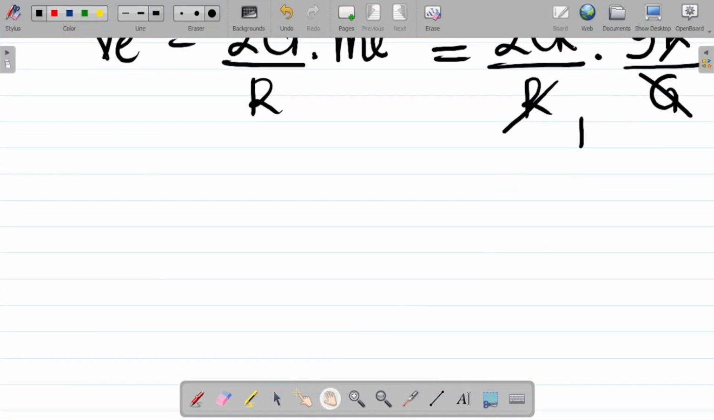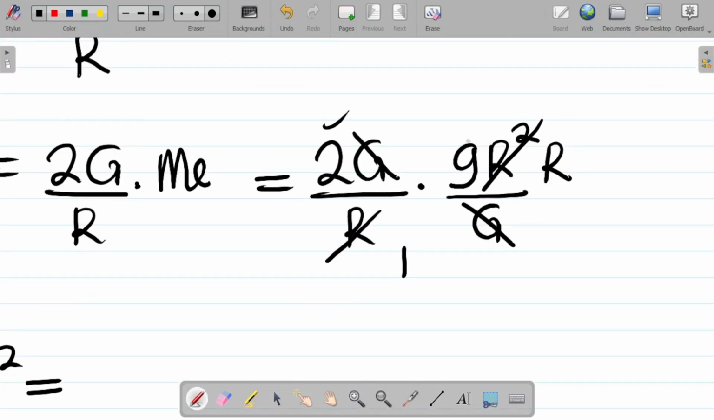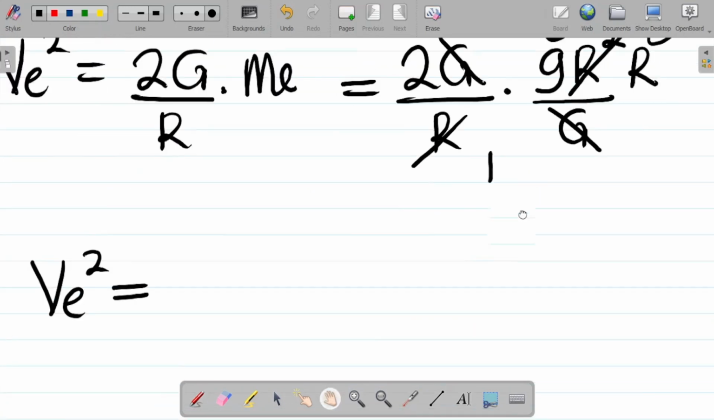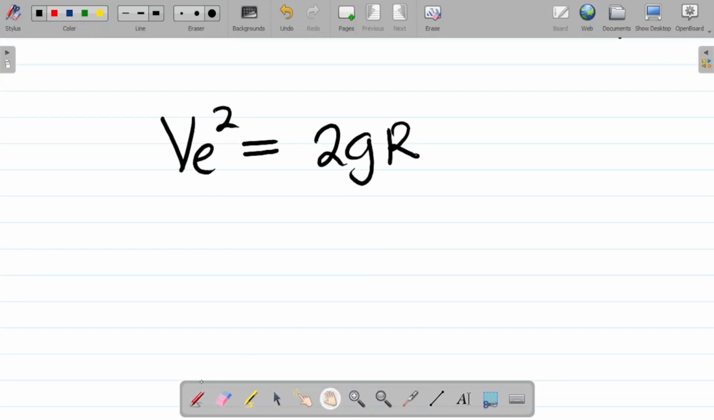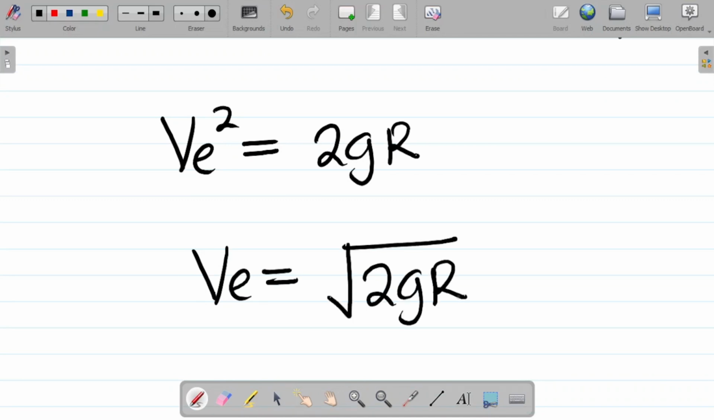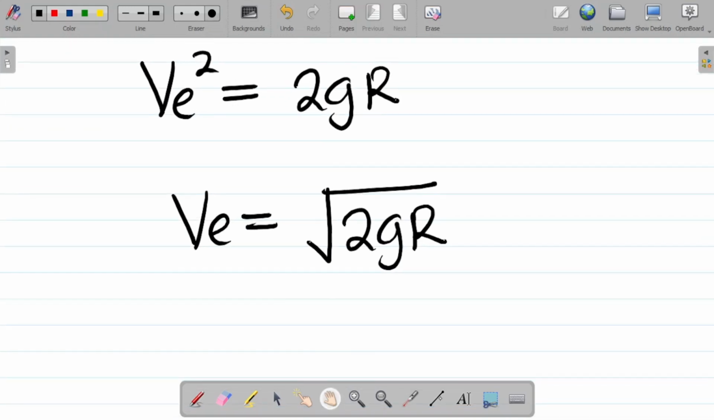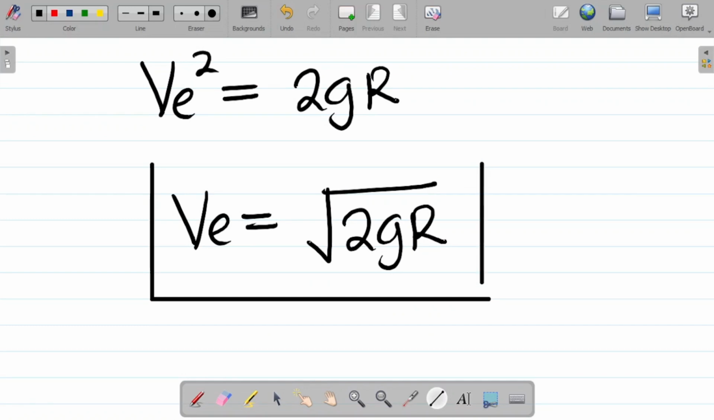All right, so it means that VE squared, escape velocity, VE squared is equal to, with this now I'm left with just 2G and R. That becomes 2GR. Now to get the value of VE, I'll have to take the square root. So it means that VE is equal to the square root of 2GR. So what we have here becomes the formula for escape velocity. All right, so this is how we derive the formula for escape velocity.